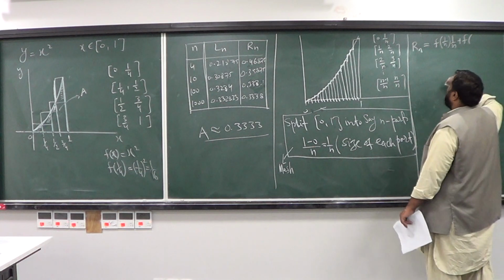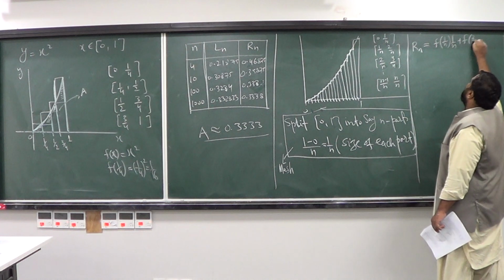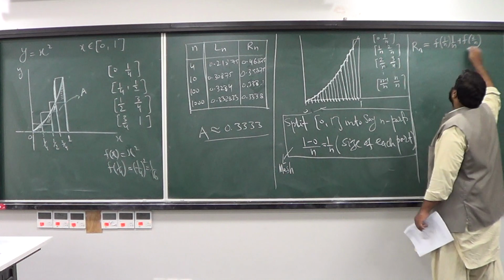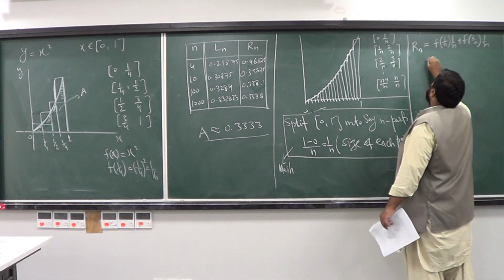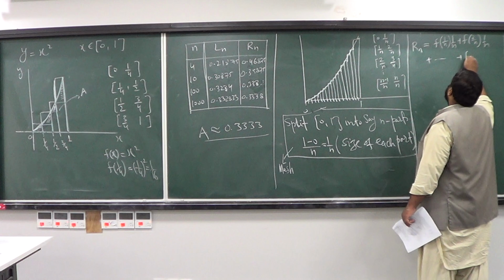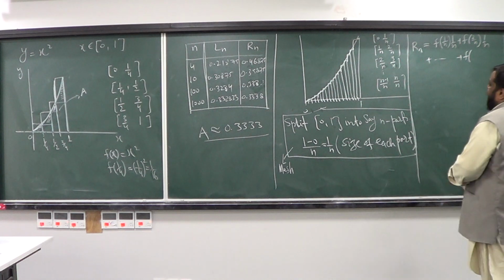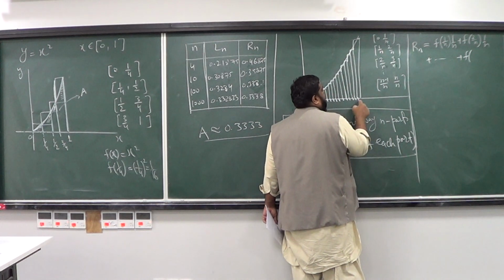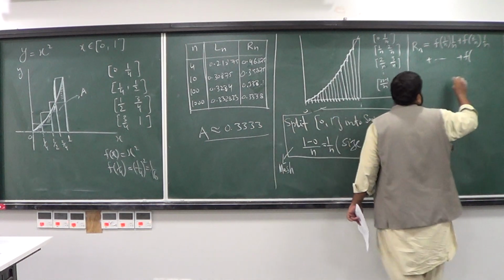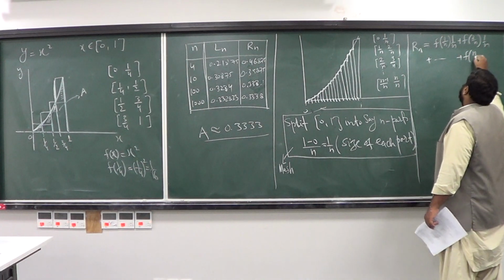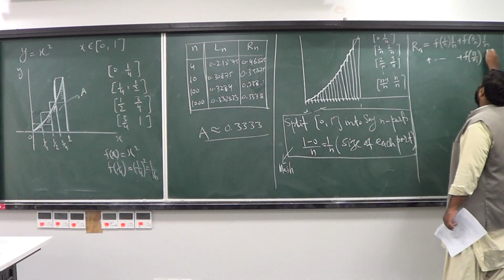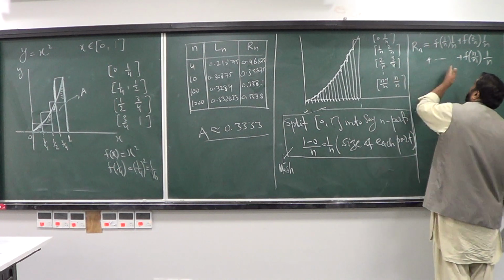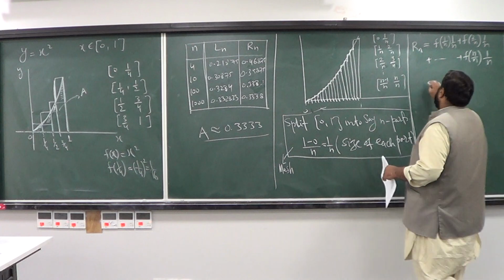So f of 1 over n multiplied by 1 over n, then f of the next right hand point, 2 over n, multiplied by the length, 2 over n minus 1 over n, which is 1 over n, plus so on and so forth. The final right hand point is n minus 1 upon n, and then n upon n. So the final term is f of n upon n, which is 1, multiplied by 1 over n. So in this list, I took all right hand points and substituted into the formula. So what are you going to get?